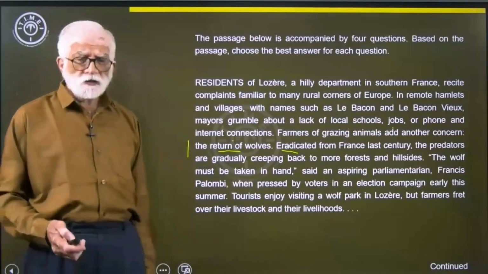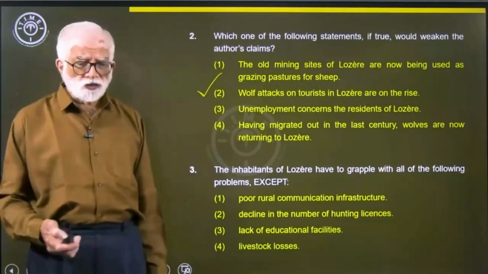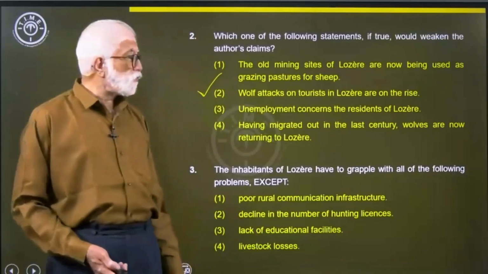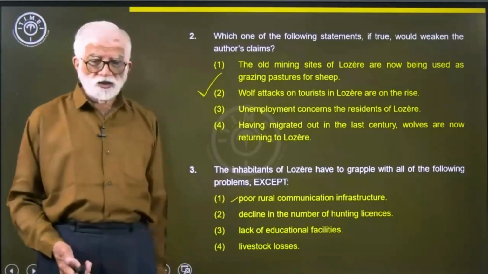So, I have all of that, correct? So, what we have here then? So we have poor rural communication infrastructure. Yes, because there's a lack of phone and internet connection. So that is actually what is the reason.